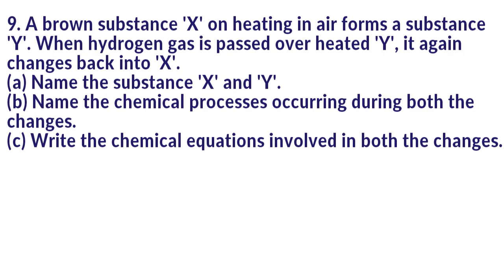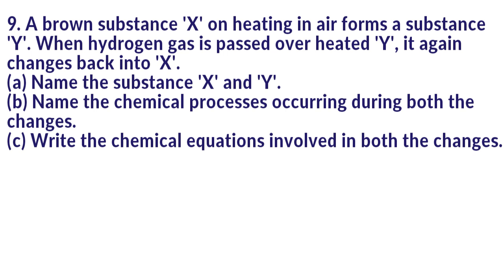A brown substance X on heating in air forms a substance Y. When hydrogen gas is passed over heated Y, it again changes back into X. A. Name the substances X and Y. B. Name the chemical processes occurring during both the changes. C. Write the chemical equations involved in both the changes.